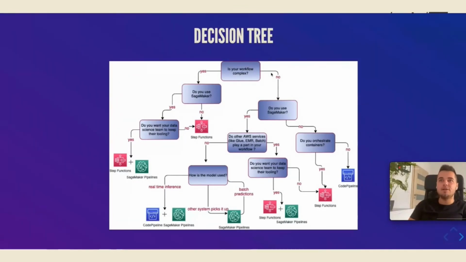And lastly, with a non-complex workflow inside SageMaker, but without other tools, the question is, how is the model used? If you expect only offline batch predictions, then SageMaker Pipelines are great, or maybe it's a black box for other teams. That's also a great use case for SageMaker Pipelines. But if you expect real-time inference, then it would be best to use another tool to perform the multi-account deployment, perhaps, and that can be CodePipeline.